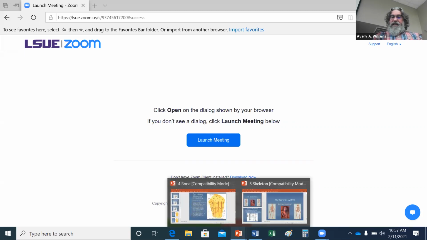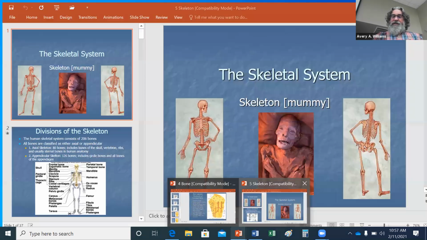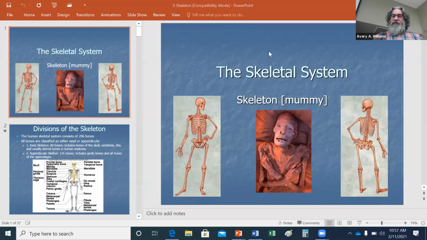And let's see, today we're starting the skeleton. Okay, let me let some people in here. Okay. So we've got a couple of minutes. Well, I'll wait till everybody gets here. How about that?